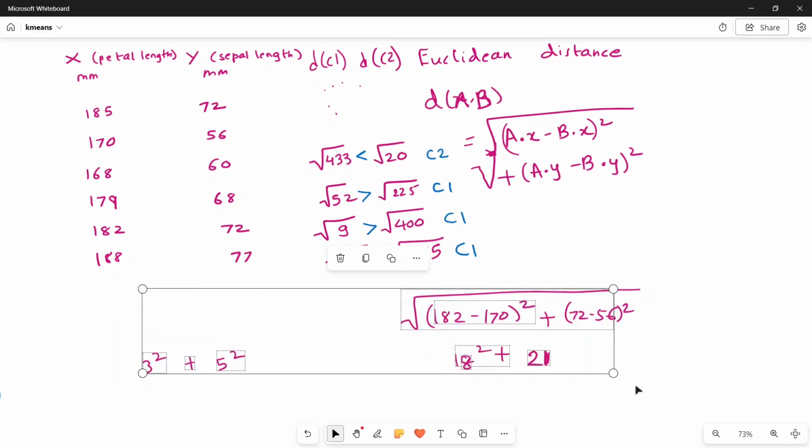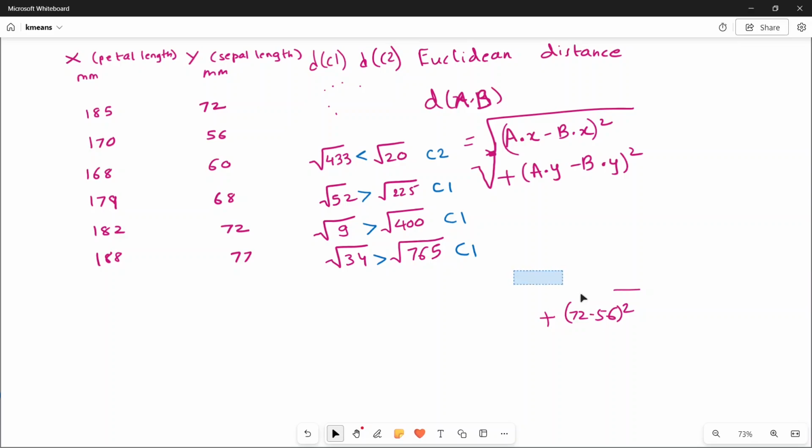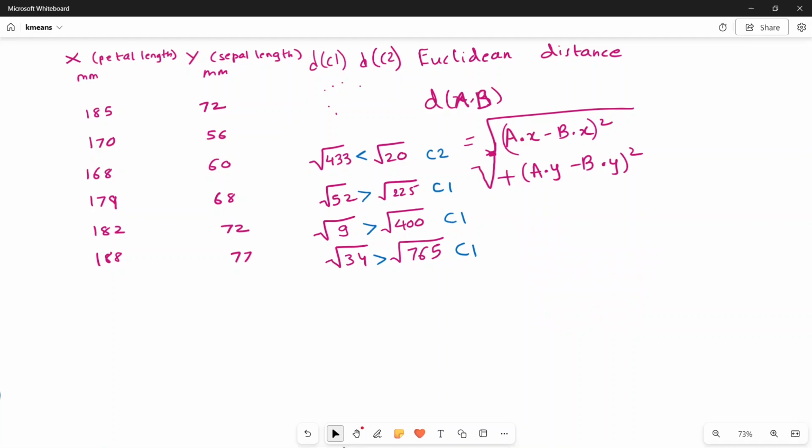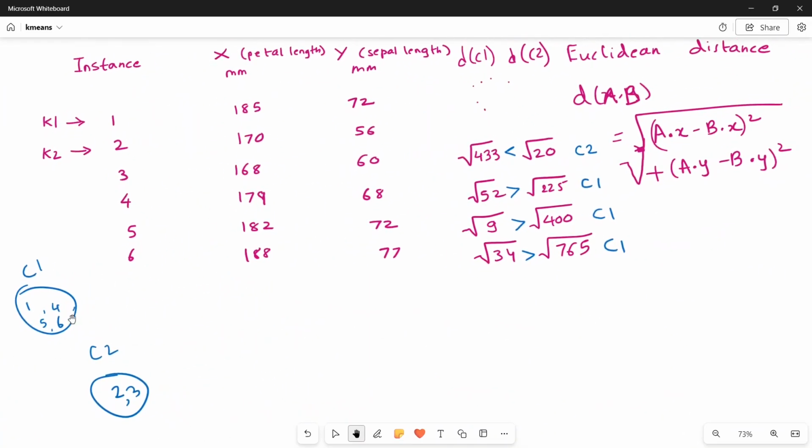Because now we want to calculate something else. Initially I had assumed point 1 and point 2 to be the centroids of the clusters, right? Now once I have this calculation in hand, I know that the points in cluster 1 are 1, 4, 5, 6. So I cannot simply say that 1 is still the centroid of this cluster. Now the centroid will be updated. So your next logical step is to update the centroid.